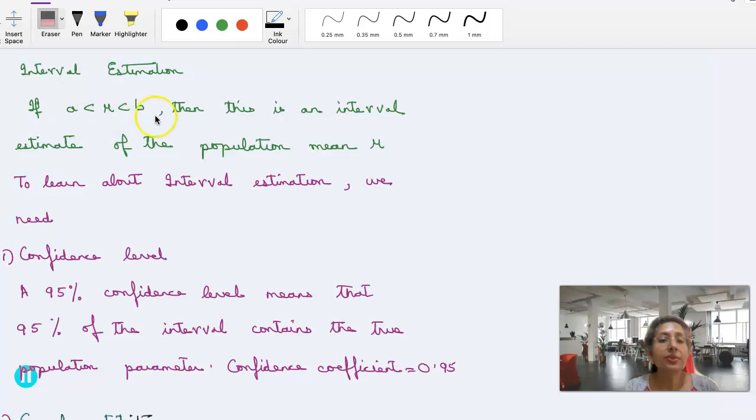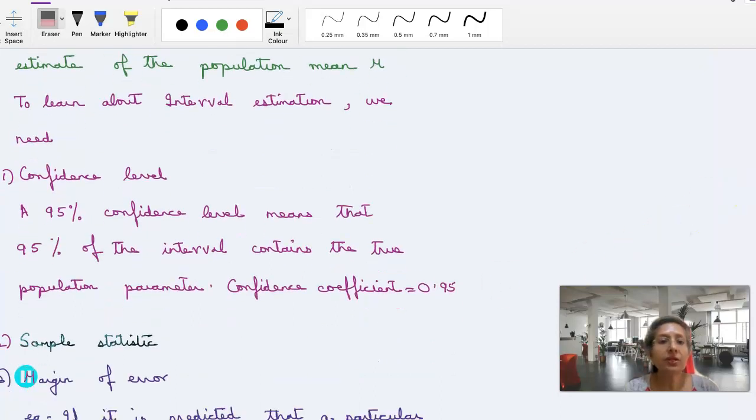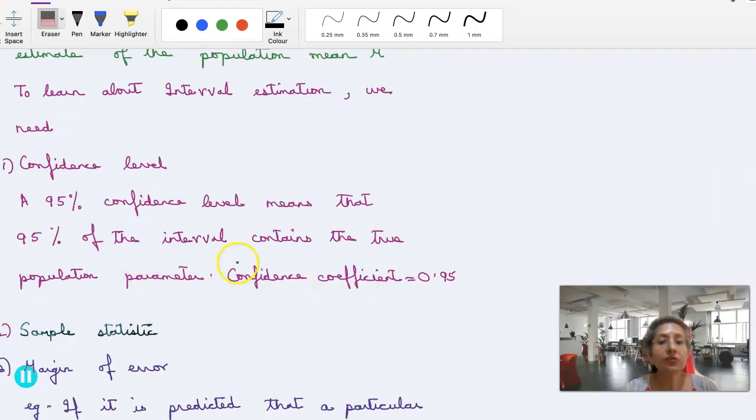If mu lies between A and B, then this is an interval estimate of the population mean mu. To learn about interval estimation, you need to know what is confidence level. A 95% confidence level means that 95% of the intervals contain the true population parameter, and the confidence coefficient is 0.95. So confidence coefficient 0.95 means the confidence level is 95%.